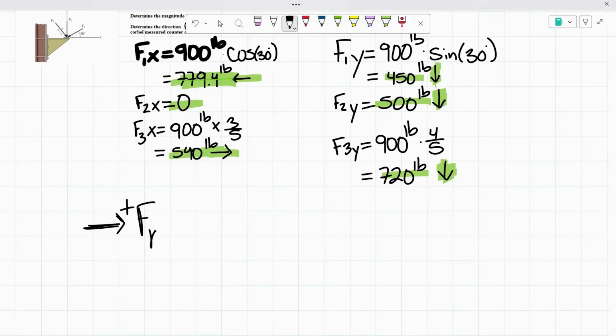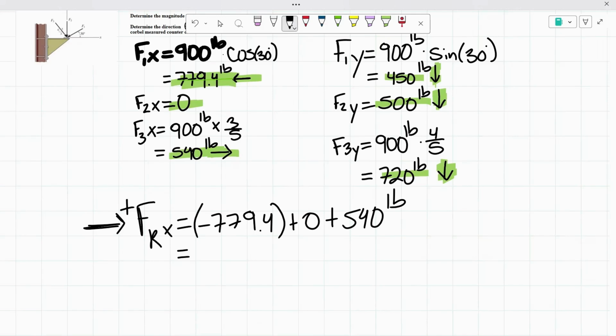So FRx is equal to, we said that right is positive, so any force going to the left is going to be negative. Sorry, that's supposed to be an equal sign. So here we have 779.4 pounds going to the left. That means it's going to be a negative 779.4 pounds. And then F2x was just 0, so plus 0. And then our 540 pounds are going to the right. And as we mentioned earlier, right is positive, so we're just going to do plus 540 pounds.